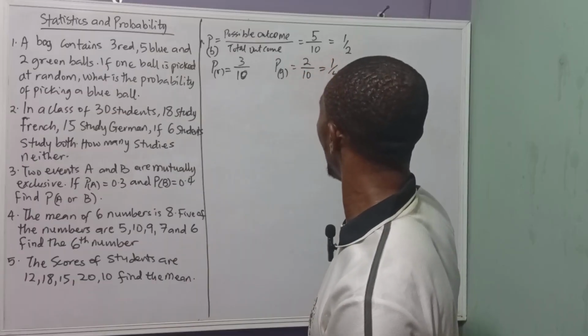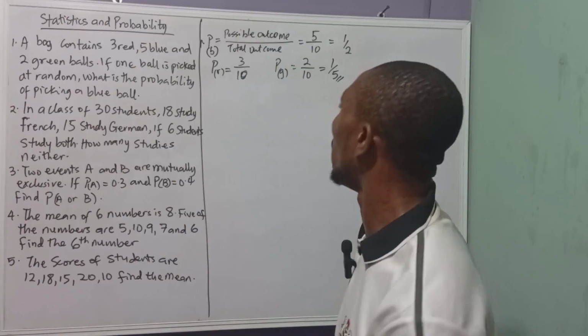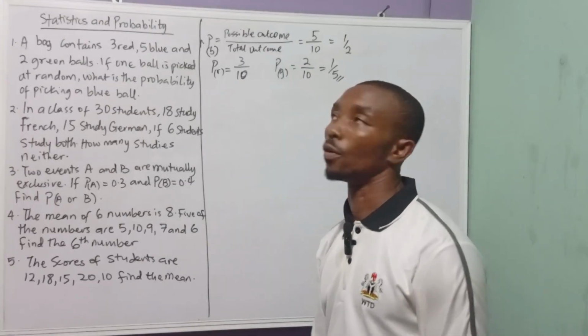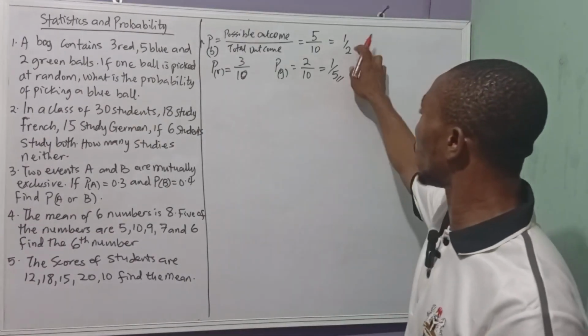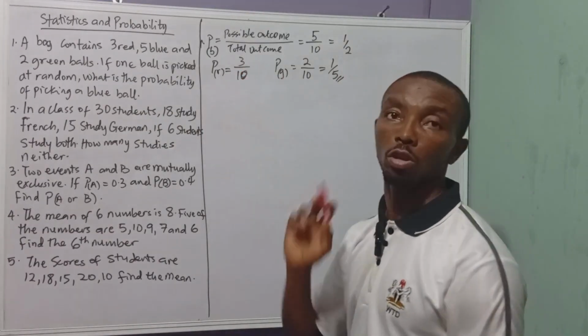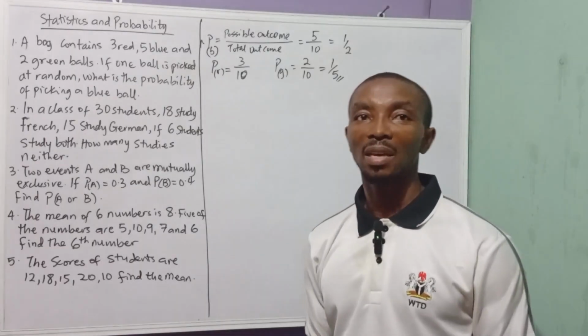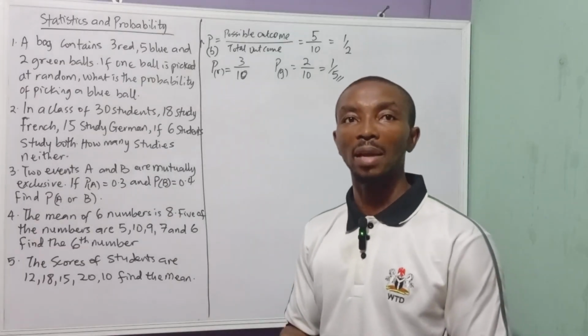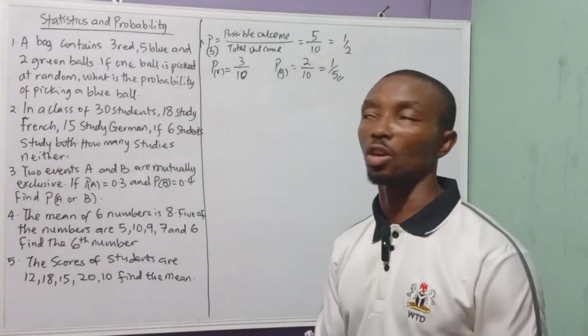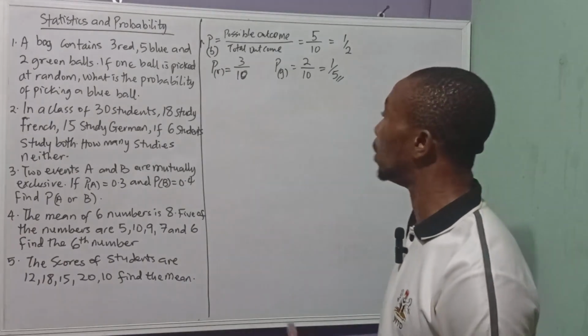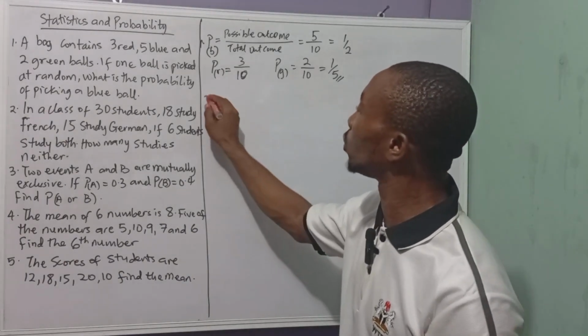us 1 over 5. Okay, now another thing to always watch out for in probabilities: if you add up these 3 numbers, they should give you 1. So you can do that as your assignment and comment your answer in the comment section below. Okay, now let's look at question 2.